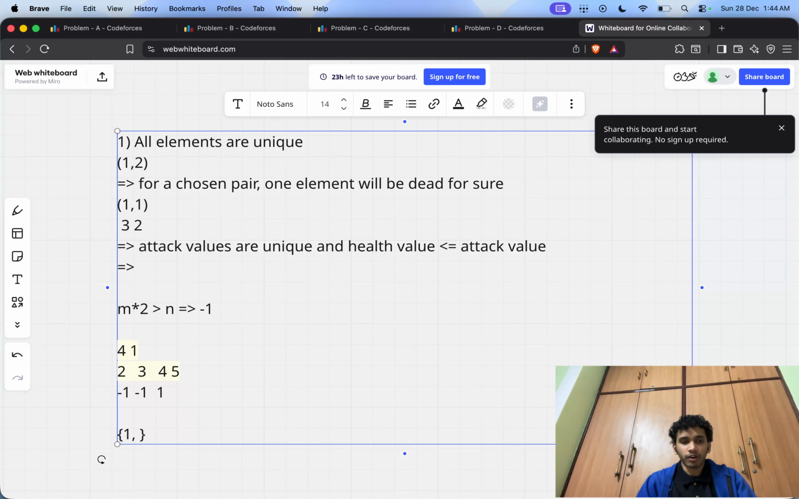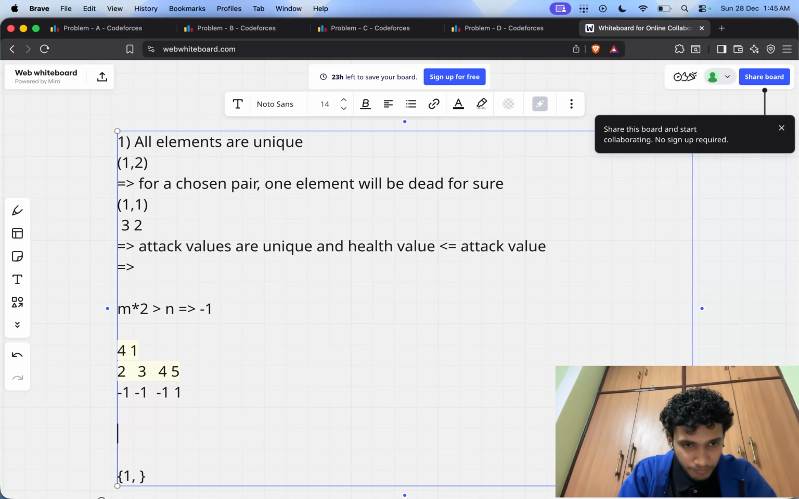Now 5 has not fought before. There is one pair remaining. Now 4, 5 fought. 5 has attacked. -1, and here 1. Got it? What did we do right here?